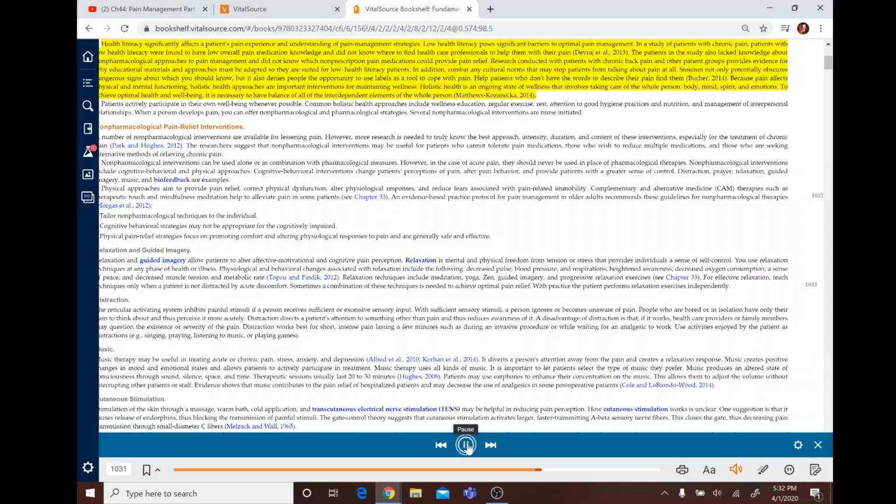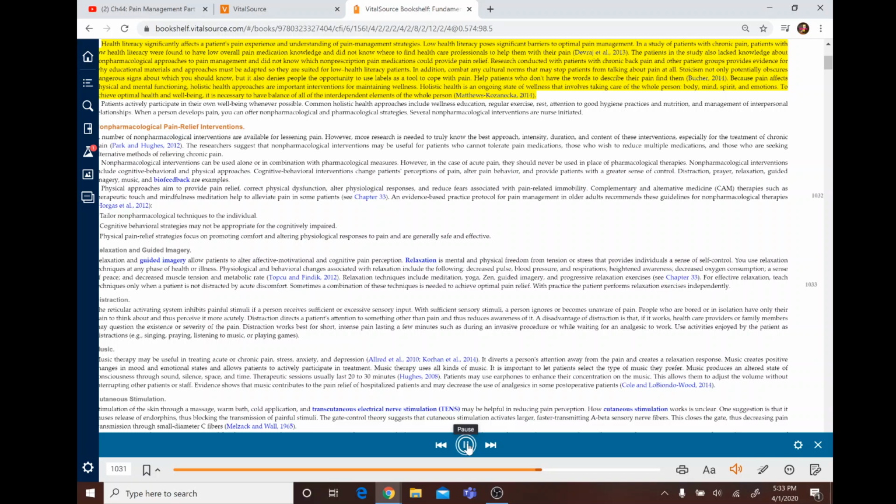Research conducted with patients with chronic back pain and other patient groups provides evidence for why educational materials and approaches must be adapted so they are suited for low health literacy patients. In addition, combat any cultural norms that may stop patients from talking about pain at all. Stoicism not only potentially obscures dangerous signs about which you should know, but it also denies people the opportunity to use labels as a tool to cope with pain. Help patients who don't have the words to describe their pain find them (Booker, 2014).